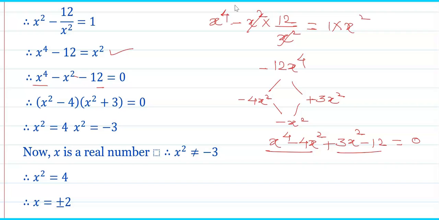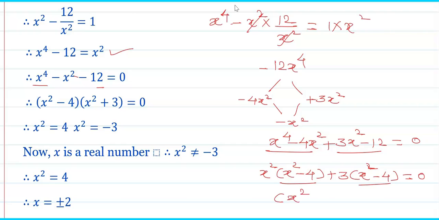Again we'll take the common from these two. x raised to 2 is common, then in bracket you will get x square minus 4, and next 3 in bracket x square minus 4, bracket complete, and that's equals to 0. x square minus 4, x square minus 4. Okay, x square minus 4 in first bracket, and second bracket is x square plus 3, bracket complete, and that's equals to 0.